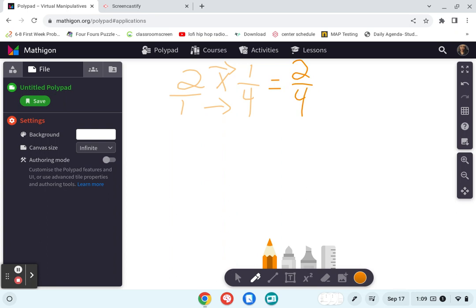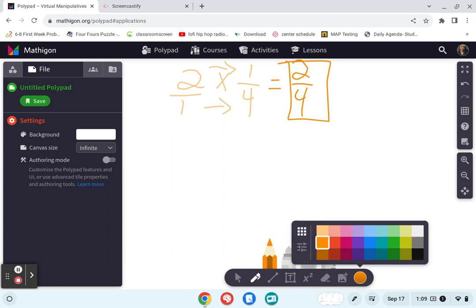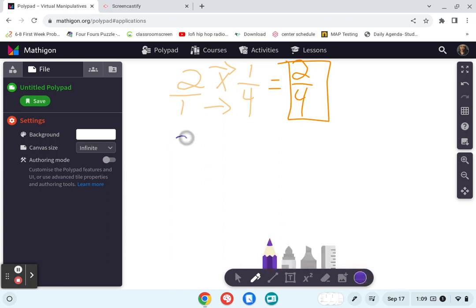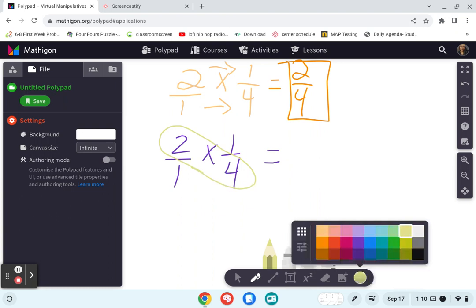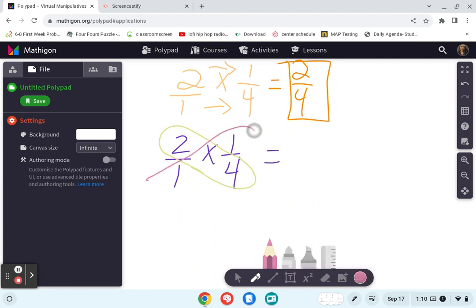Now, remember, our goal whenever we are working with fractions is to keep them in simplest form. So I want to show you something that you can do within your work of your problem to help you have it in simplest form by the time you get to your product, right? So here I have 2/1 and 1/4. And what we're going to do is take a look at our numerator and our denominator. Some people call this by different names, but they think about a butterfly.